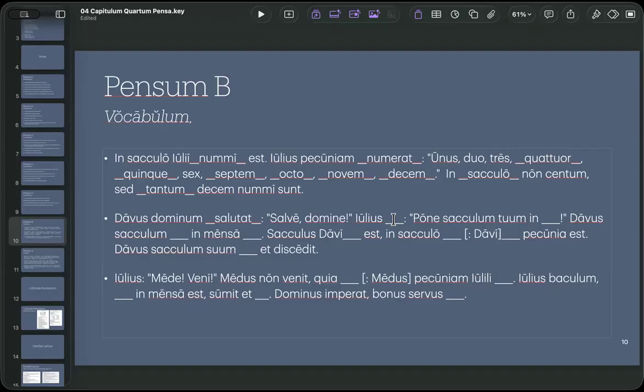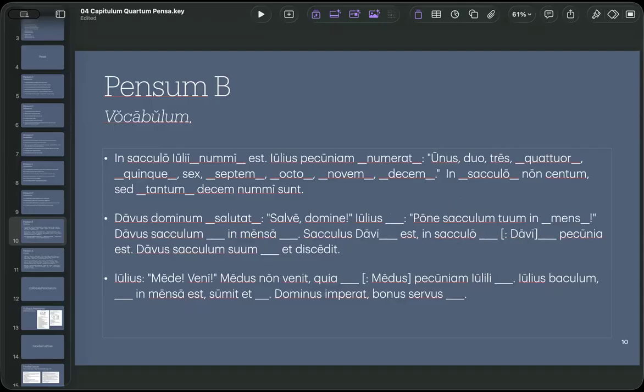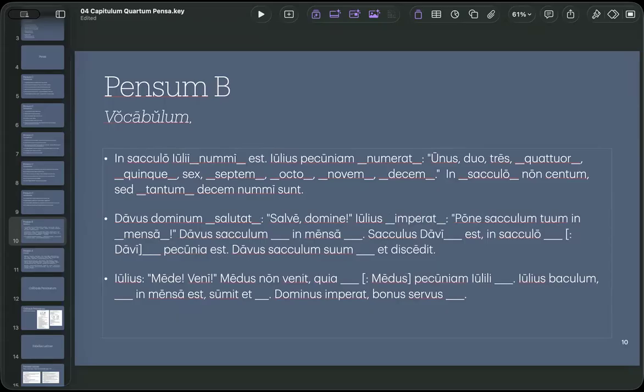Julius, blank. Pone sacculum tuum in. Well, let's do this one first. Pone sacculum tuum. Julius imperat. Is it imperat? You could say respondet. No, I don't think so, well, you could, but in this case Julius is really ordering. Imperat is better, but you could say respondet because he's responding to him. Yeah, that's why I said you could, but I like imperat; it's probably better.